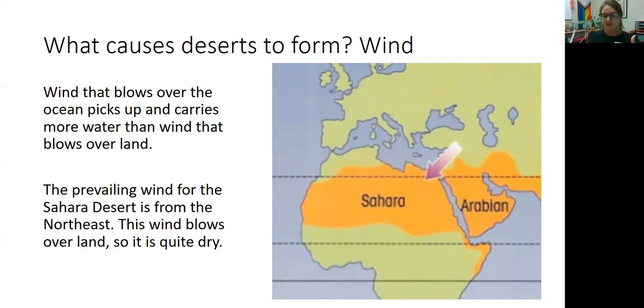It's because the predominant wind coming into the Sahara Desert didn't come over the ocean. Instead, it came over the continent of Asia. So that dry land air reaches the Sahara and doesn't bring much moisture with it.